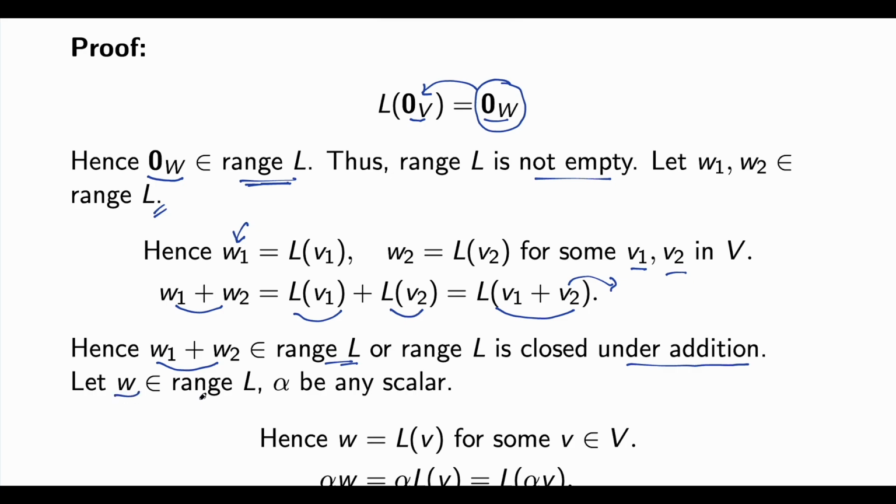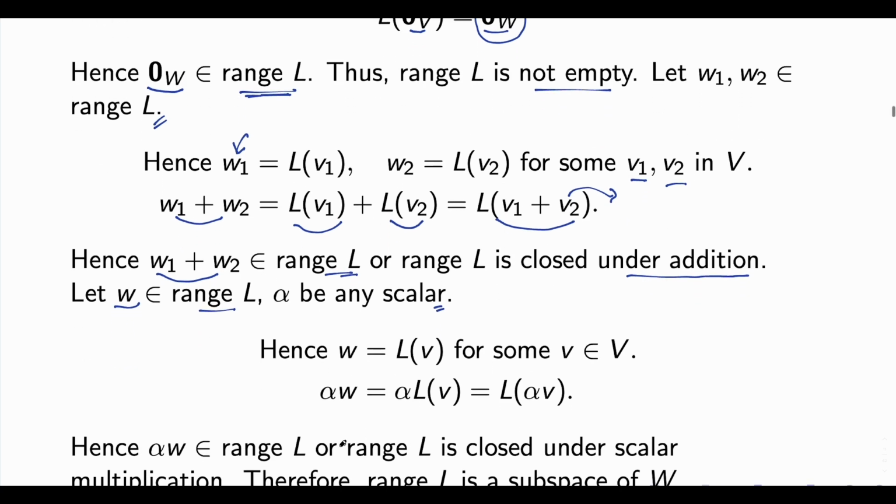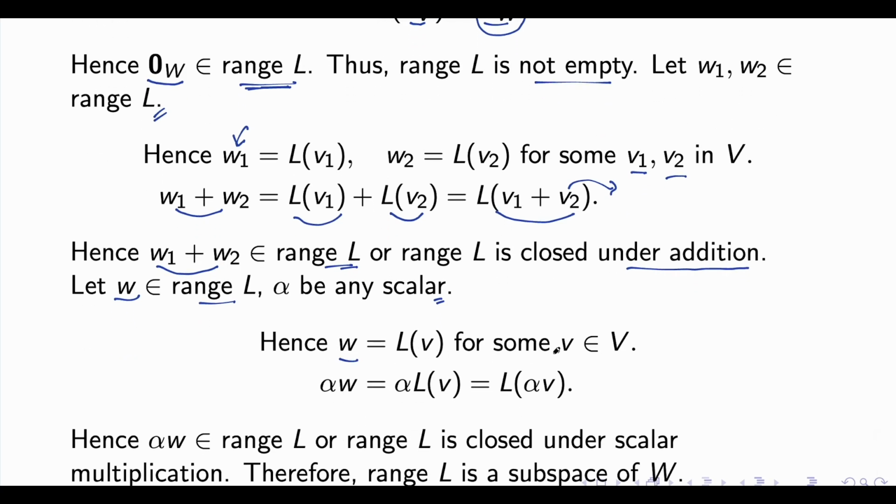Similarly, for any W belonging to the range and alpha any real scalar from the field, W can be written as L of V for some V in V. Then alpha times W is nothing but alpha L of V. Since L is linear, alpha L of V is equal to L of alpha V. So this is the property we are using.